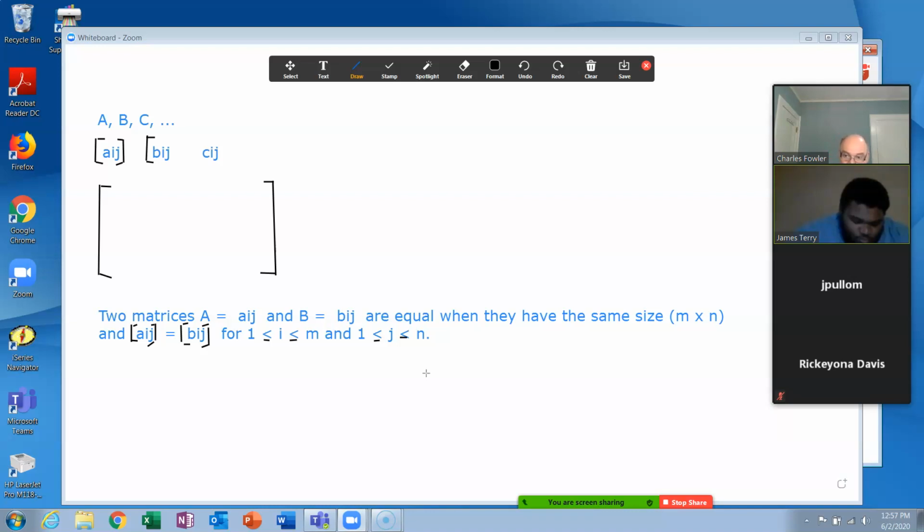That's what we mean by two matrices being equal. If you had this matrix here and this matrix here, number one, they've got to be the same size. Same number of rows, same number of columns, exactly the same. And not only that, every entry in each of those matrices, the corresponding entries, have to be identically the same. If that's the case, the two matrices are equal.